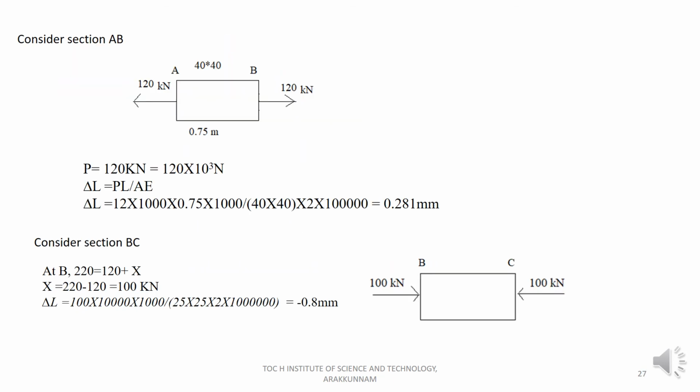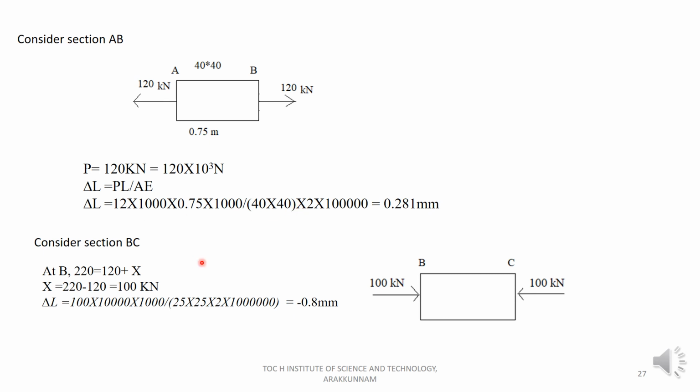Okay. So first of all, consider the section AB. Here you can see the load acting towards left is 120, so the same load should be shown here. So I marked it as 120 kilonewton. With the load 120, delta L is equal to PL by AE, that is 120 into 1000 into 0.75 into 1000 divided by A into E. You will get it as 0.281 mm. It is tensile in nature, so it is positive.